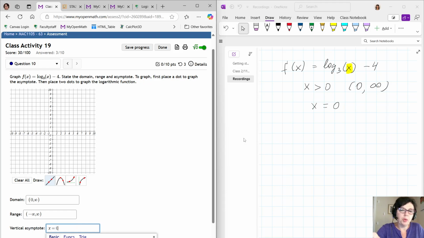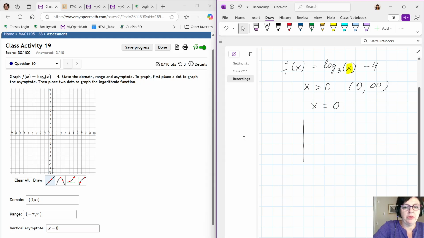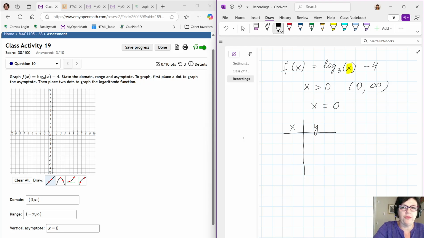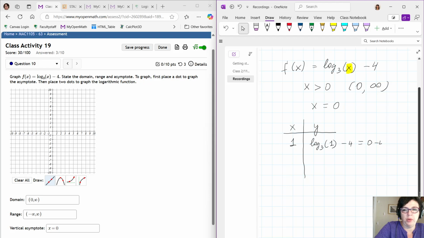What is going to be a little bit more involved is figuring out, as usual, 2 points that would give you integer coordinates. However, because that minus 4 is outside, that's not really going to affect our choice of suitable x. One suitable x with logs is 1, because you should know that log with any base of 1 is 0. So if we plug it in, we're going to get log with base 3 of 1, which is 0, subtract 4. So this is going to give me 0 minus 4 and negative 4. So here I have 1 point. That's 1 and negative 4.